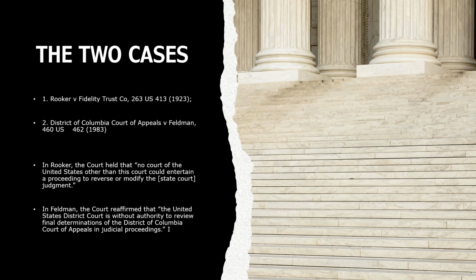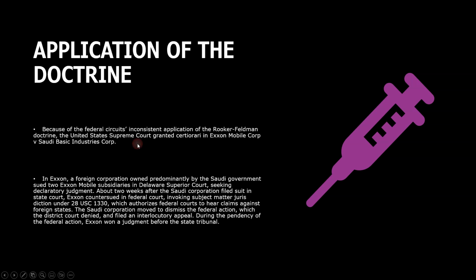In Rooker, the court held that no court of the United States other than this court, referring to the Supreme Court, could entertain a proceeding to reverse or modify a state court judgment. In Feldman, the court reaffirmed that the United States District Court is without authority to review final determinations of the District of Columbia Court of Appeals in judicial proceedings. So, the key thing to keep in mind here is final determinations.